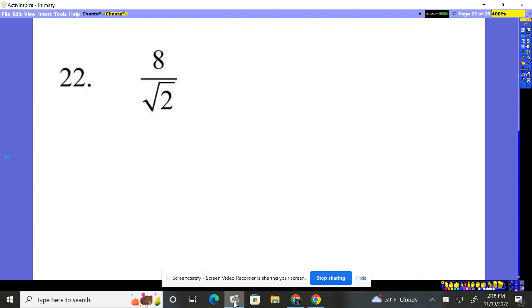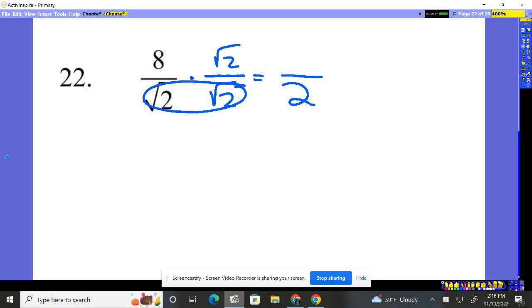Number 22, we must simplify this fraction. You can't have a radical in the denominator, so we've got to get rid of it. The easiest way: I have to multiply by something that's worth 1, so the top and bottom have to be the same. Well, I just do a root 2 over root 2. On the bottom, root 2 times root 2 is just a 2. Up top, I have 8 root 2.